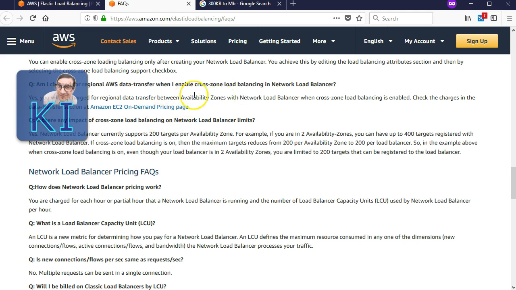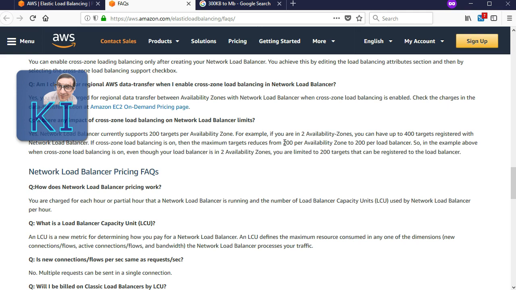Also, when you enable cross-zone load balancing, the number of targets which you can attach in case of NLB reduces. Okay, it will become 200 overall. When cross-zone load balancing is not enabled, per availability zone, you will get to add 200 targets. That is something which I wanted to let you guys know.